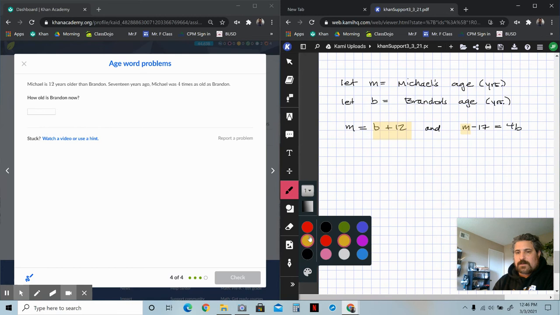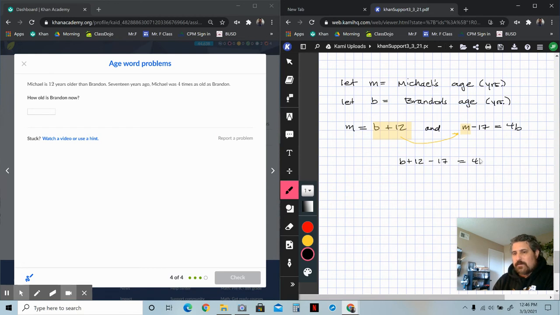So let's do that. We're going to just replace just like that, and then solve. What you end up with is the value of m, which is b plus 12, take away 17, is equal to 4 times b. And so we can combine our like terms here. What is 12 minus 17? That's minus 5. So you get b minus 5 is equal to 4b.